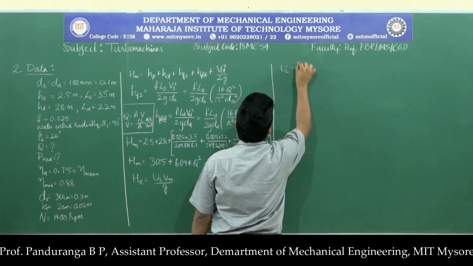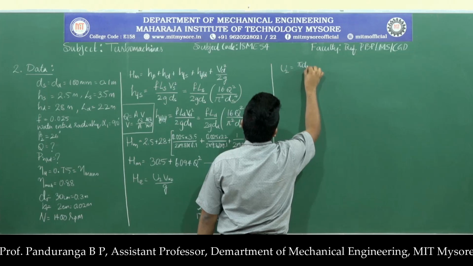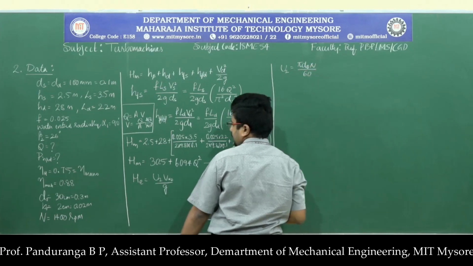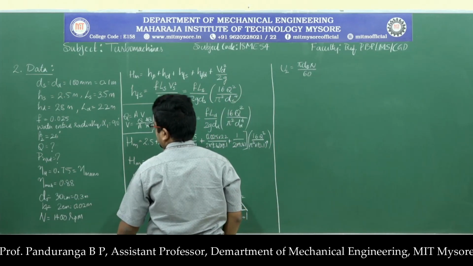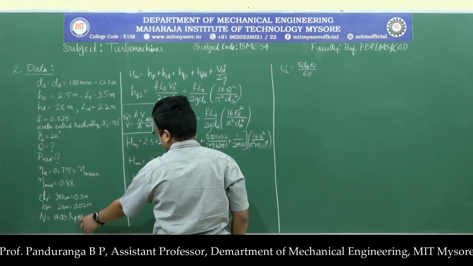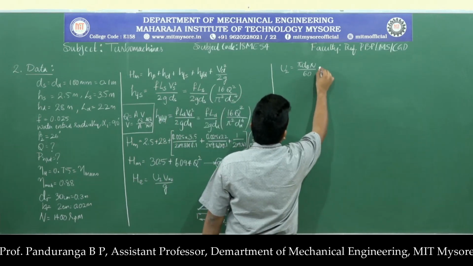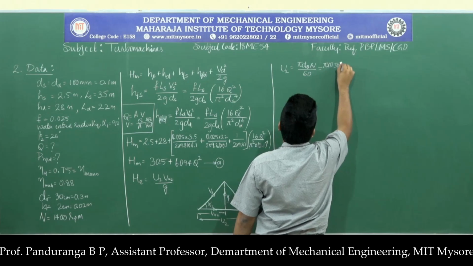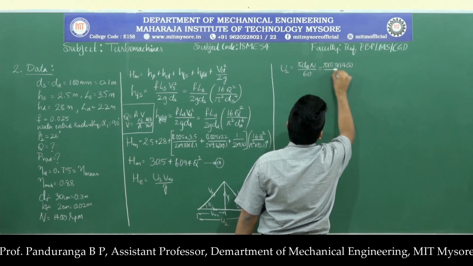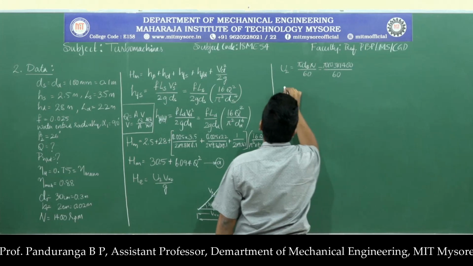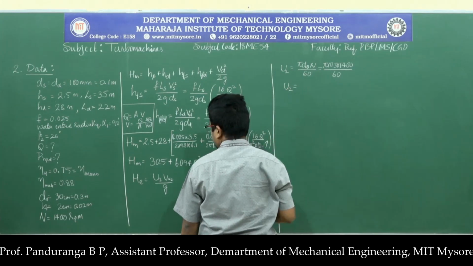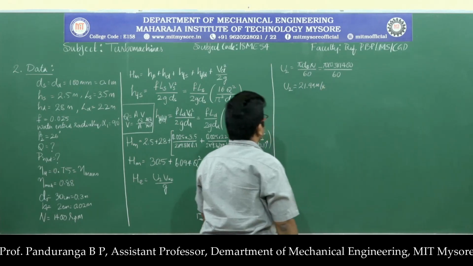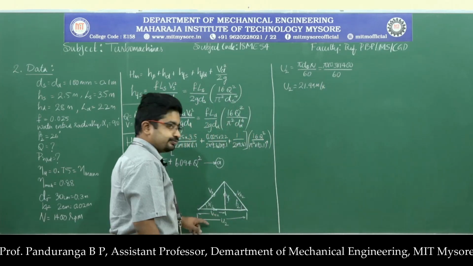So U2 is given by pi d2 or d naught n divided by 60. D naught is given as 3.3 meters and n is given as 1400. So it is equal to pi into 0.3 into 1400 divided by 60. So U2 will be equal to 21.99 meter per second. Now I know U2.